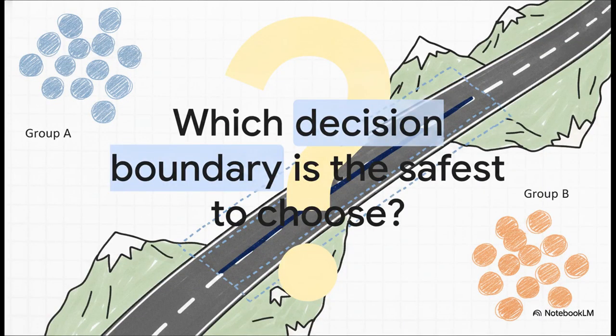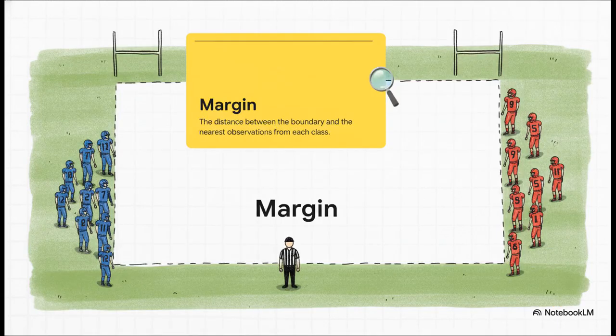But here's the catch. If you plot a bunch of data on a graph, you could probably draw dozens, maybe even hundreds of different lines that technically separate Group A from Group B. So, which one is the safest? Well, think about building a highway through a valley between two steep mountains. The safest road isn't built right on the edge of the left cliff, right? And it's definitely not right next to the right cliff either. The absolute safest road is built right down the middle, where you have the maximum amount of breathing room on both sides.